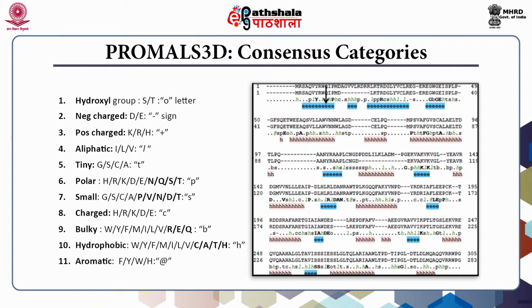Any one of the 10 bulky residues is indicated with lowercase b, and any one of the 11 hydrophobic residues is indicated with lowercase h. The @ symbol indicates the presence of any one of the 4 aromatic amino acids, phenylalanine, tryptophan, tyrosine or histidine. These categories indicate the reservation of one of the 11 types of amino acid groups in a particular column, which actually represents the requirement of the type of residue at the corresponding 3D position in the structure.